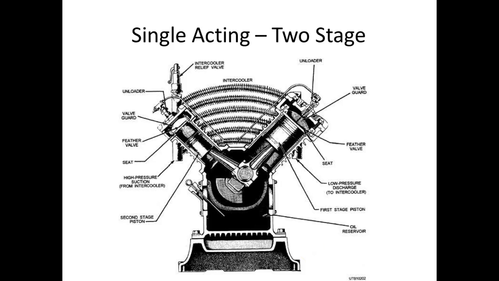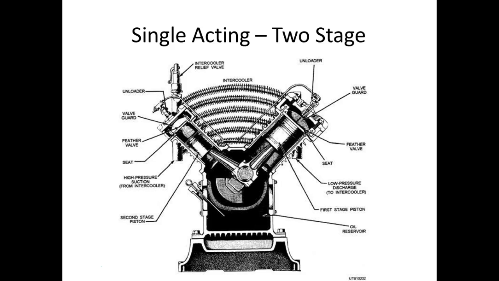This is a 2-stage single-acting compressor. So what you'll notice is your first stage is going to be a bigger bore, and then it's going to feed into the second stage. The second stage is going to have a smaller bore, because what you're trying to do is take something that's already compressed and compress it more. So you can tell these double-stage compressors really.